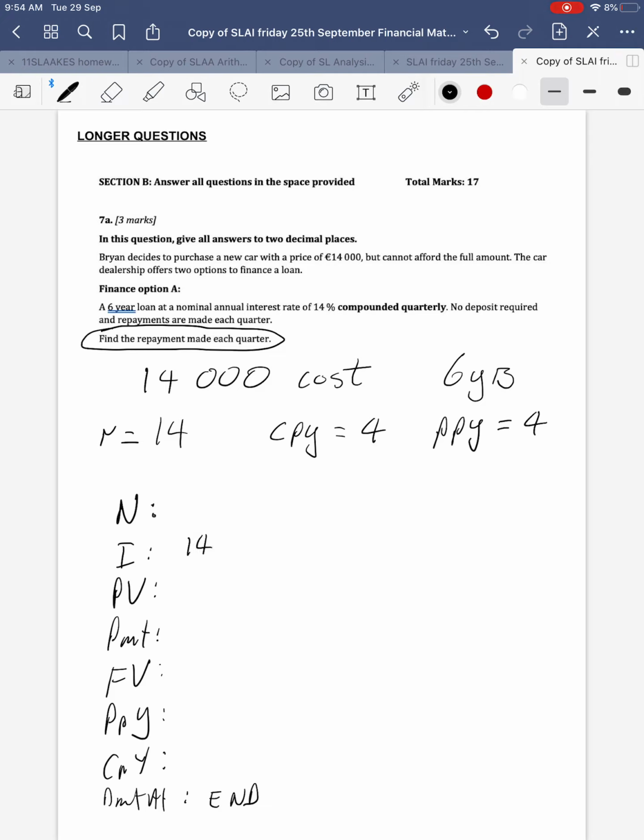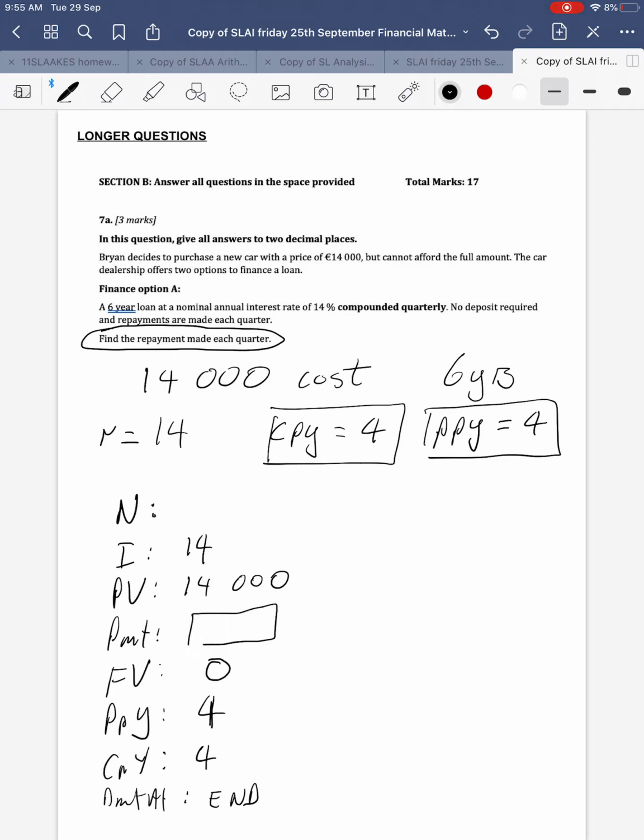So the interest rate is 14, and that's per year, and the compounding periods are 4 times per year. 14,000, so this is the actual present value of the loan we receive. We receive 14,000 from the finance company to help pay for this car. Then the final value, we want to pay it all back. It looks like we're paying back 4 times a year. That just so happens to match the CPY.